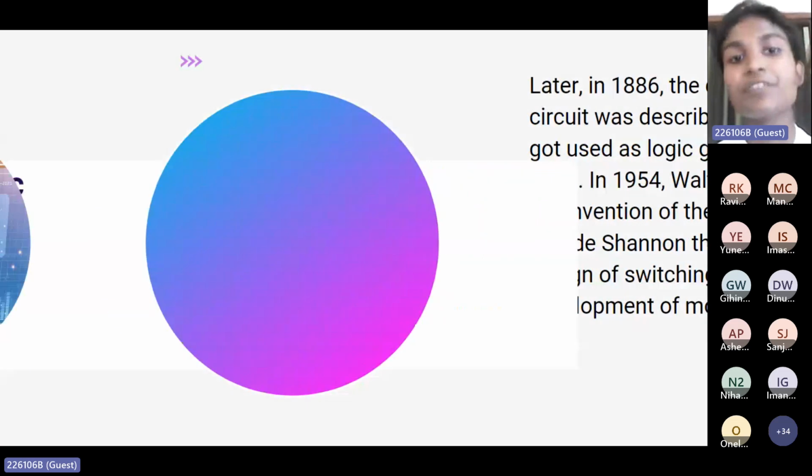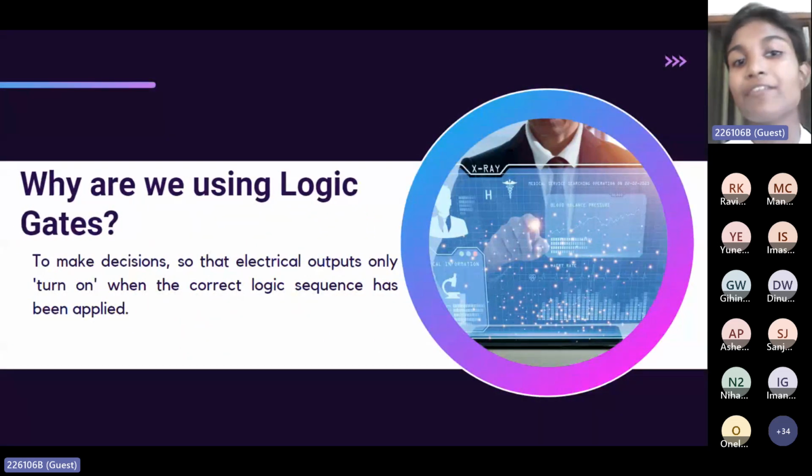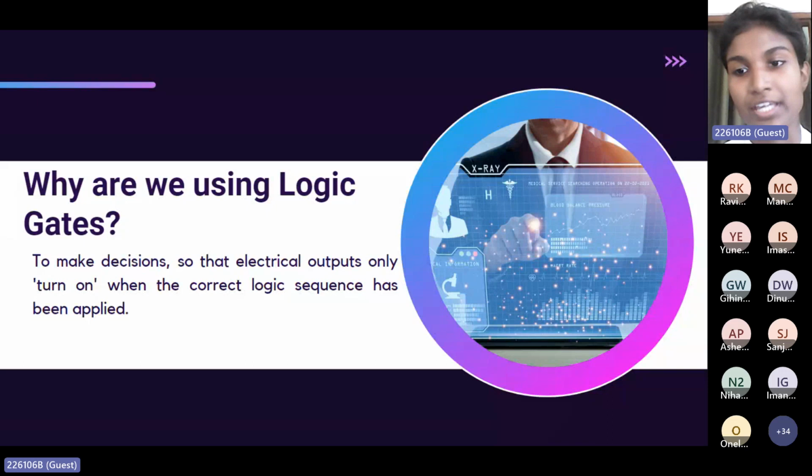The importance of logic gates. Why are we using these logic gates? We need these logic gates to make decisions. Only if we apply the correct logic sequence can our electronic outputs be turned on. If not, it is turned off.